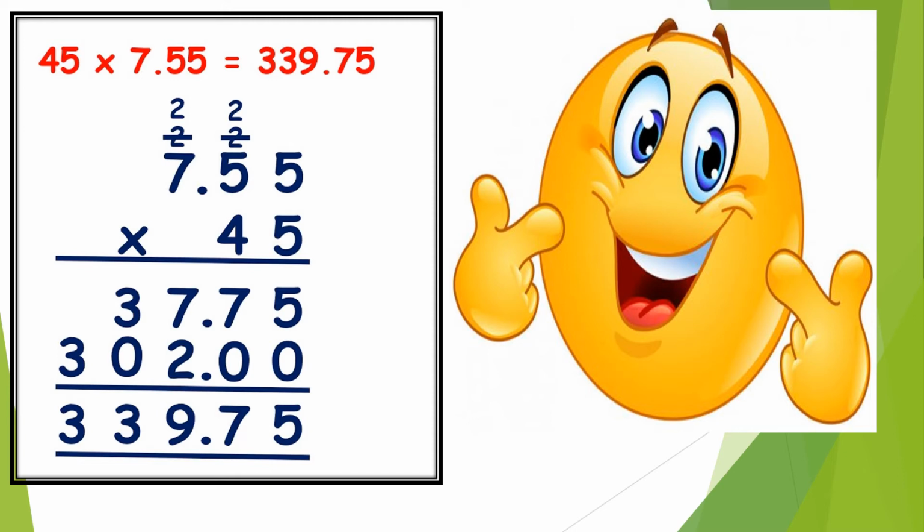Now on just adding, you get the number, and for the decimal you have to just remember that you have to keep putting the decimal according to the decimal number, the decimal place is after two places. So here also after two places, here also after two places, and in the final answer also you will put the decimal after two places. So the answer is 339.75.